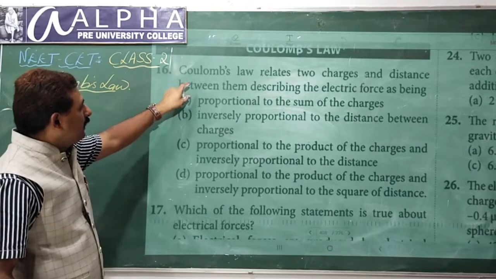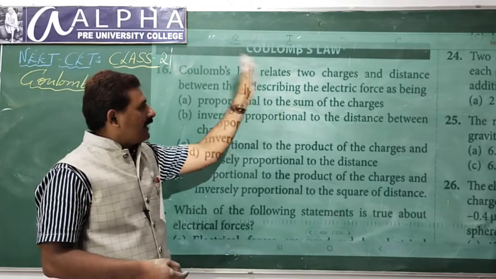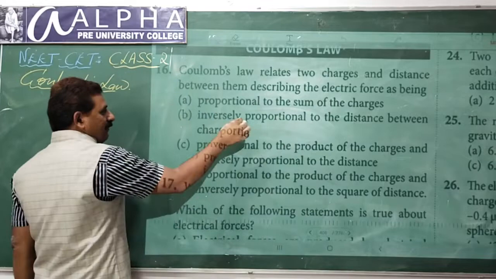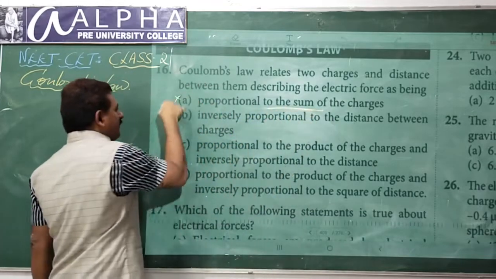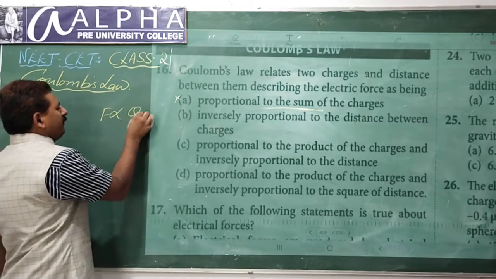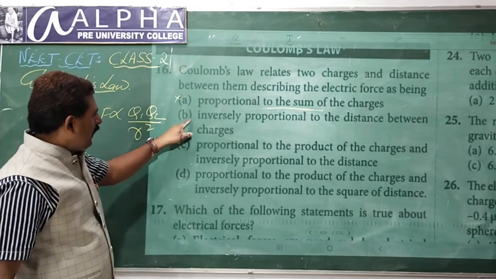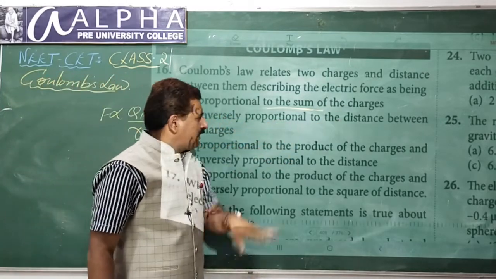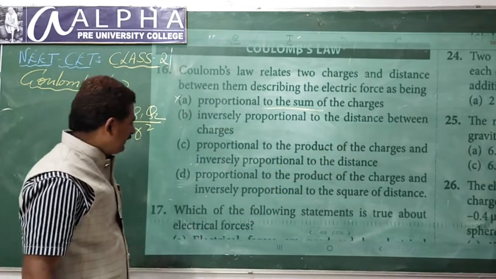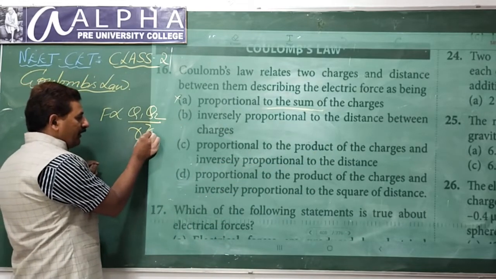Understand the problem once again? Coulomb's law relates two charges and distance between them, describing the electric force as being proportional to sum of the charges. Is it sum? No, it is wrong option. It is product. You know Coulomb's law. What is Coulomb's law? F is proportional to product of magnitudes of the charges, inversely proportional to square of the distance between them. So option B, inversely proportional to distance between them. Yes, proportional to product of the charges and inversely proportional to distance. But what is that? Square of distance.